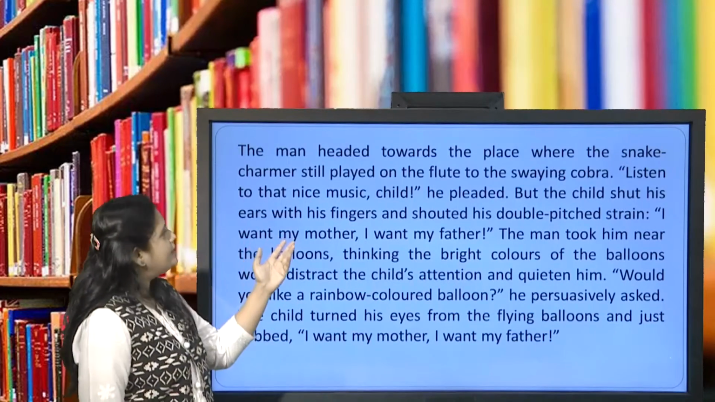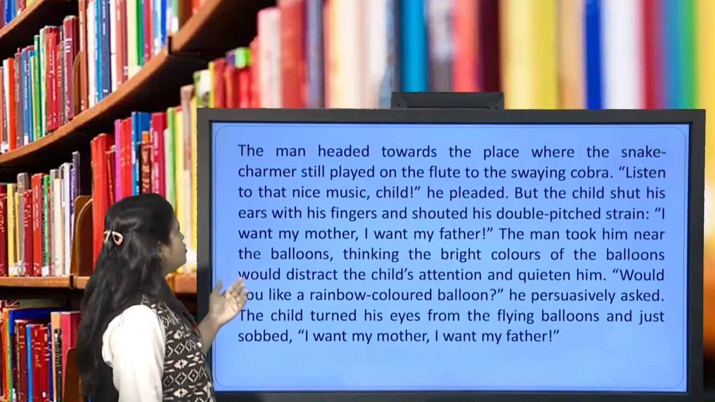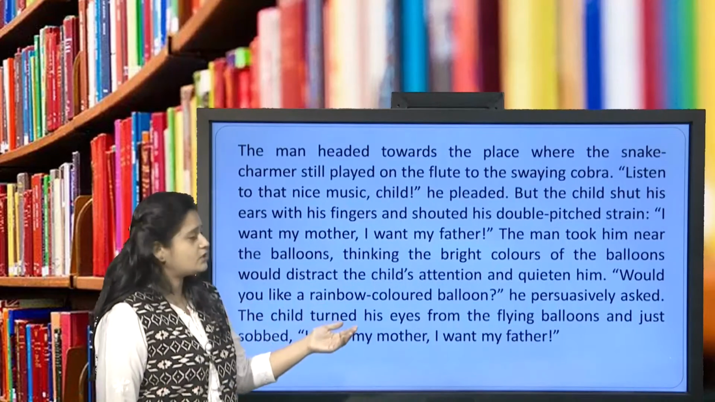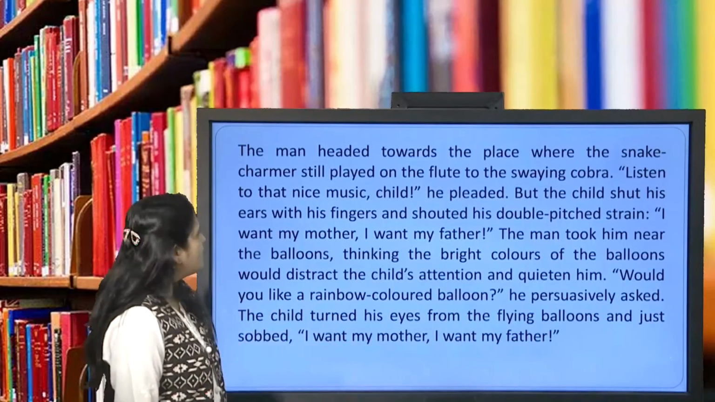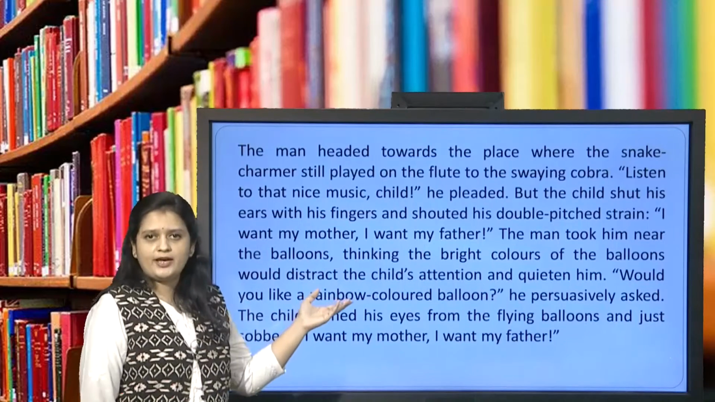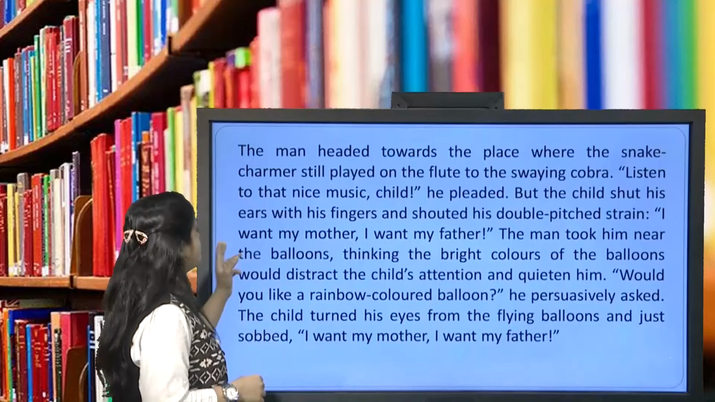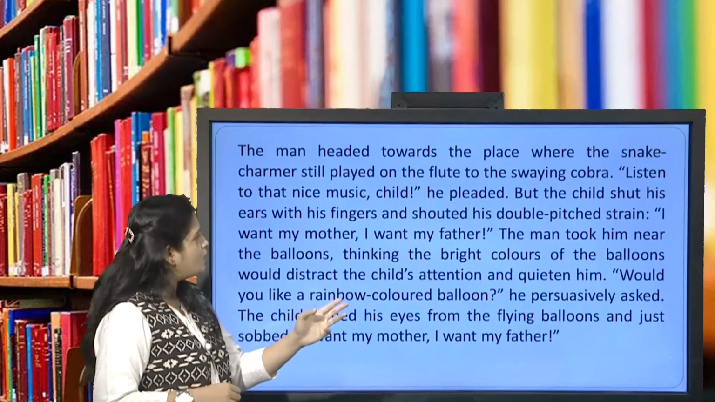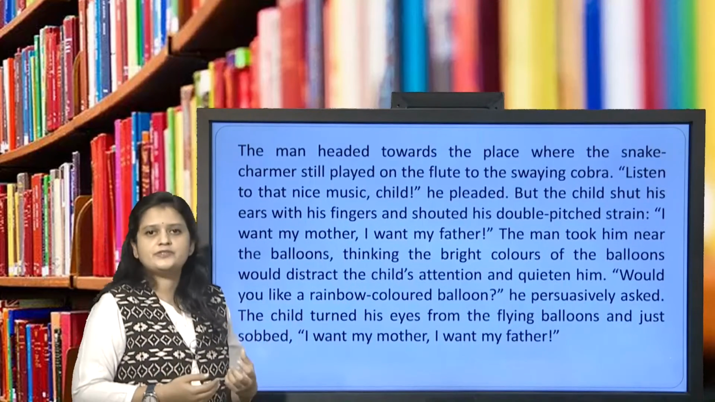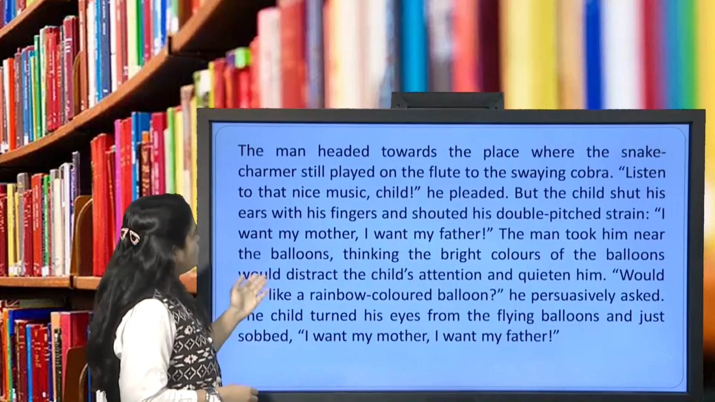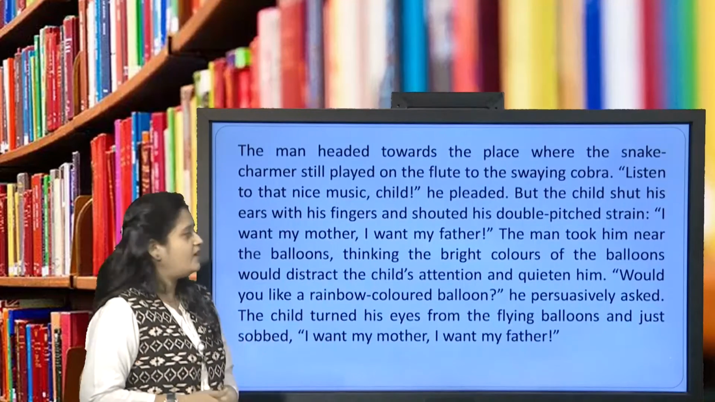So the man headed towards the place where the snake charmer still played on the flute to the swaying cobra. Listen to that nice music, child, he pleaded, but the child shut his ears with his fingers and shouted in his double-pitched strain, I want my mother, I want my father.